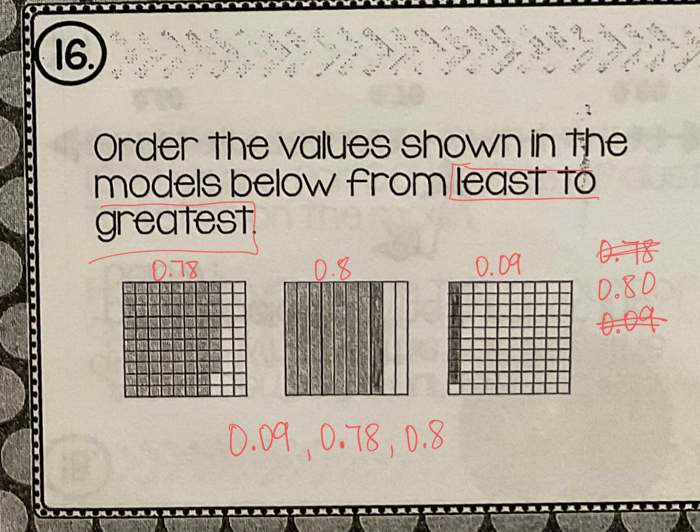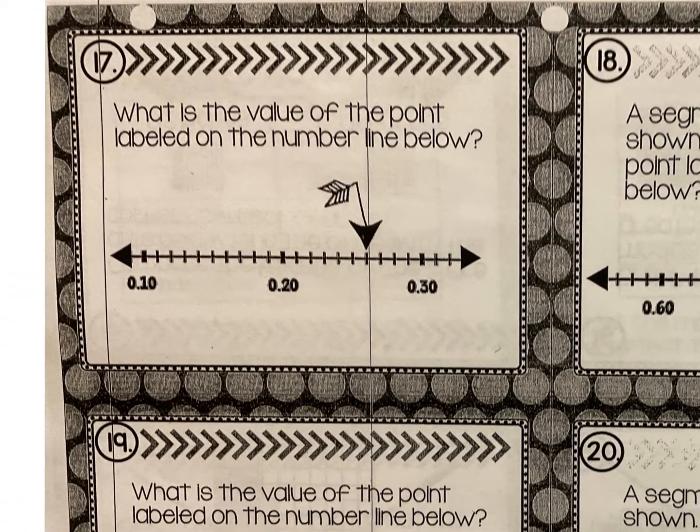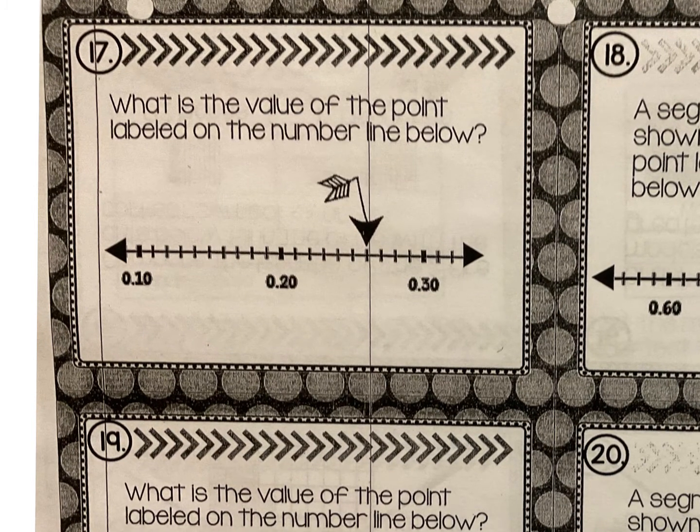Now, you can look at the models and you can pretty much tell the order. But Miss Anderson wants to practice this because sometimes you won't be given the actual models. All right, so let's go look at 17, 18, 19, and 20. We are almost done. What is the value of the point labeled on the number line below?